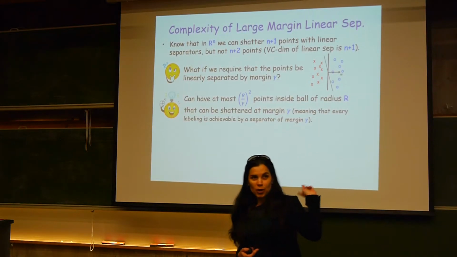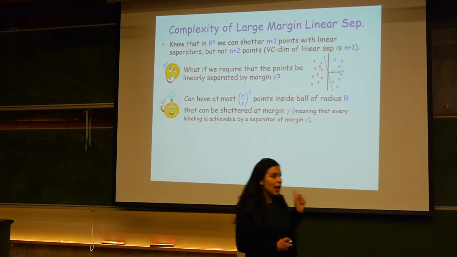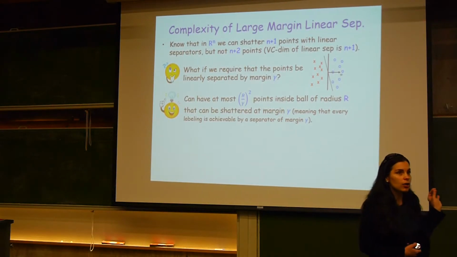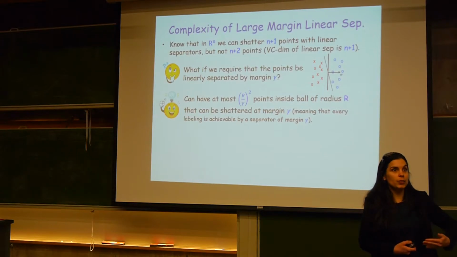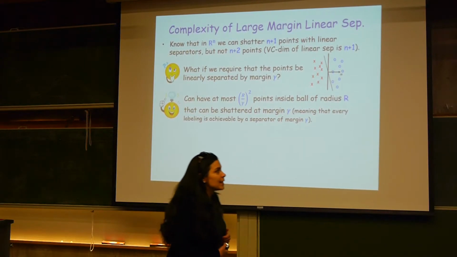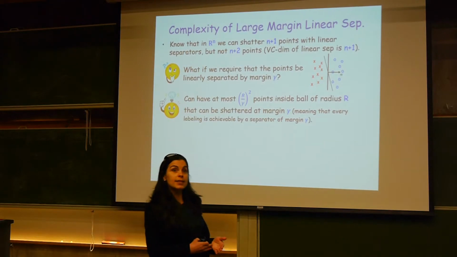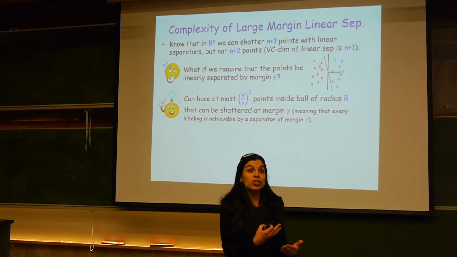This will be a homework exercise for you. If you think about what the Perceptron algorithm implies, the mistake bound of the Perceptron algorithm being at most R squared over gamma squared, this implies that we can have at most R squared over gamma squared points inside the ball of radius R that can be labeled in all possible ways by separators that have a margin at least gamma.